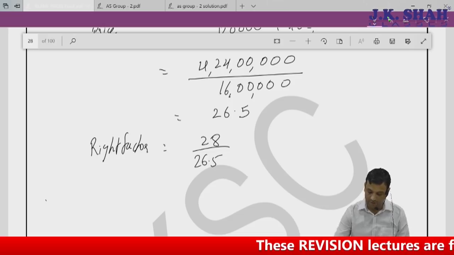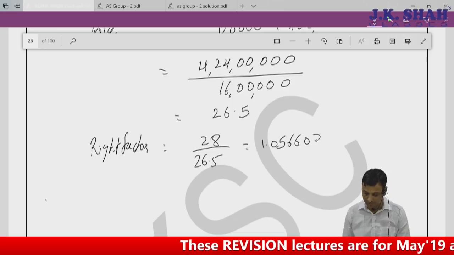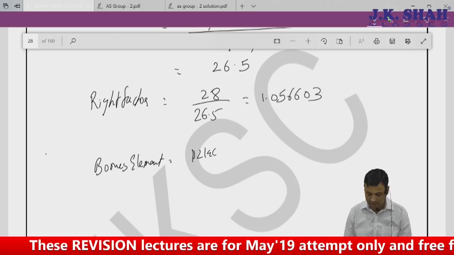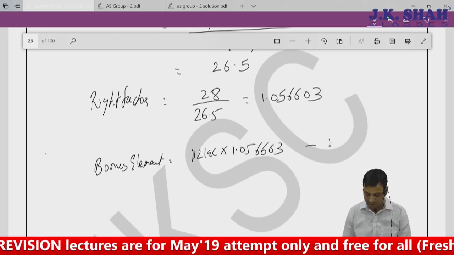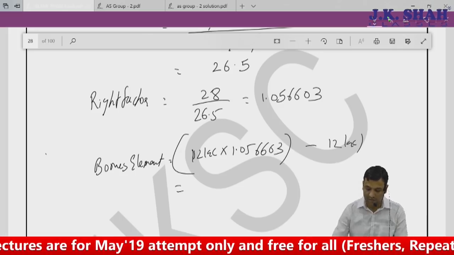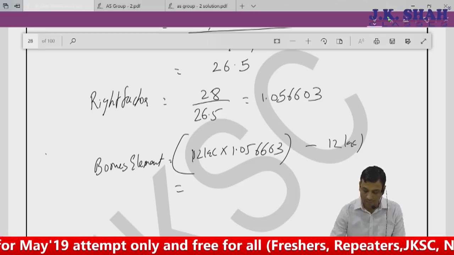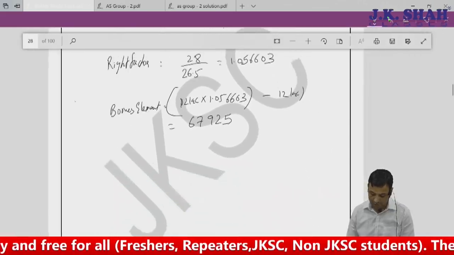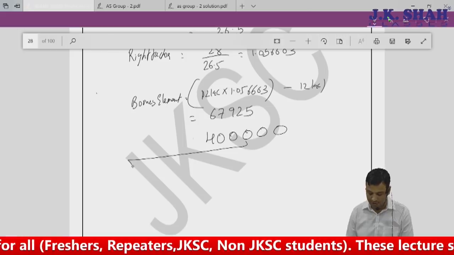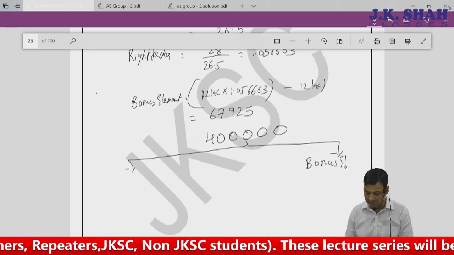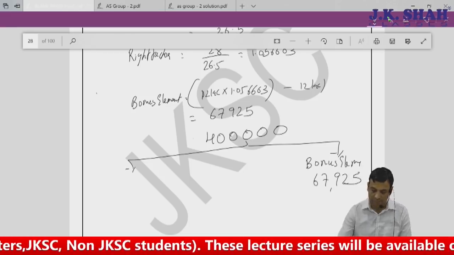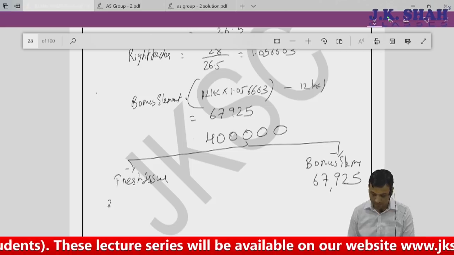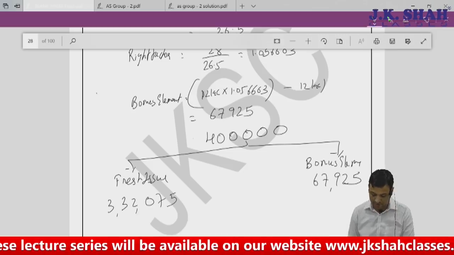28 divided by 26.5, I get somewhere around 1.056603 and so on. So my bonus element will be 12 lakh shares into 1.056603 minus 12 lakh shares. That is nothing but 67,925 approximately. So when I'm issuing 4 lakh shares, the bonus element in it is 67,925. Remaining 3 lakh is as good as fresh issue: 3,32,075 is my fresh issue.